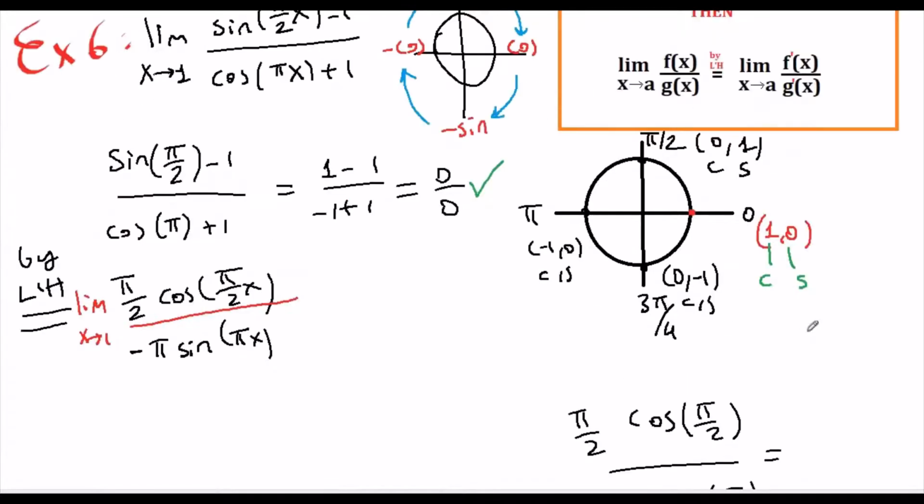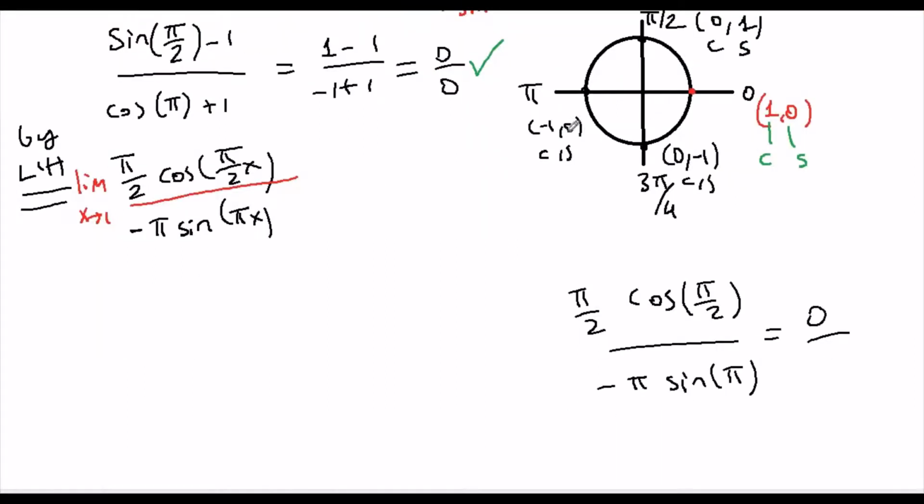And cosine of pi over 2 is 0, and 0 times anything is 0. And sine of pi is 0, and anything times 0 is 0. So we have again 0 over 0 indeterminate form. So we're going to apply L'Hopital's rule one more time. So the original limit is equal to, again, the second time L'Hopital.